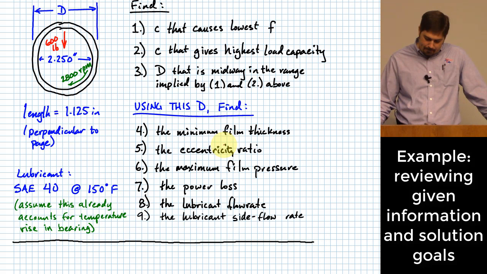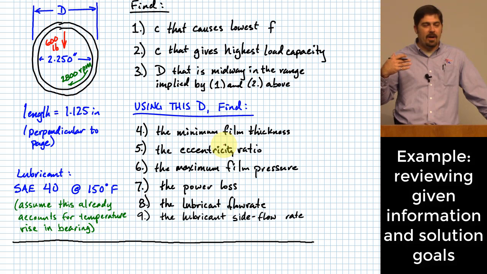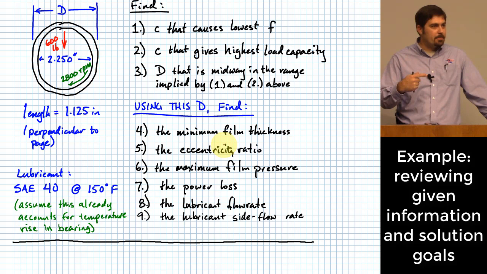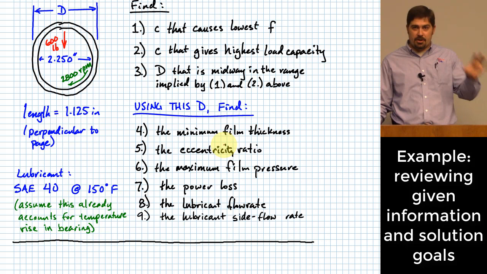And then for number seven, that's a very interesting question: how much power are we losing in this bearing? There's a couple of reasons why that matters. One is you typically want to reduce the amount of power loss as much as possible. Imagine this being a crankshaft of an engine. You don't want to use your energy of burning your fuel to heat up your lubricant. That's not a good use of that energy. So as much as possible, you want to reduce the power loss, because that leads to less heating up of the lubricant and more of that energy actually going to the road, which is what you want.